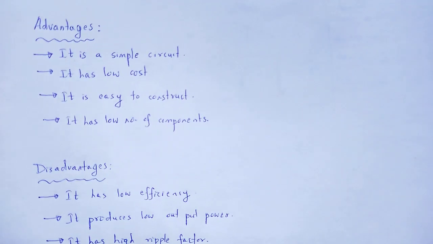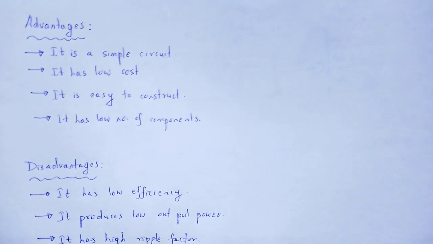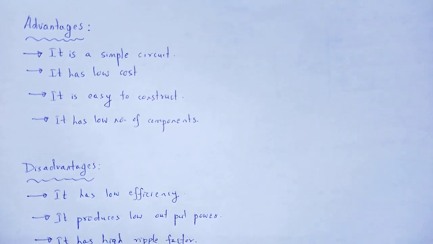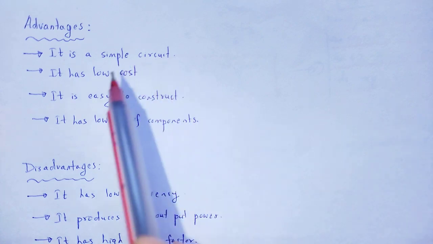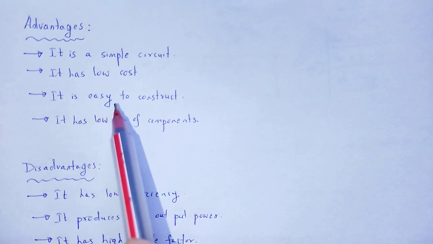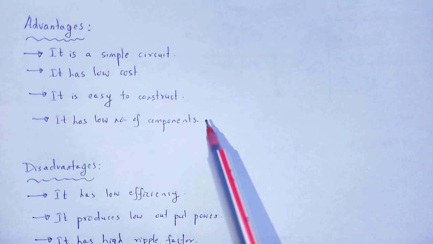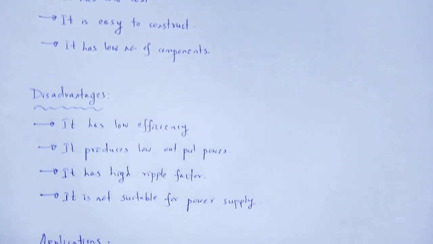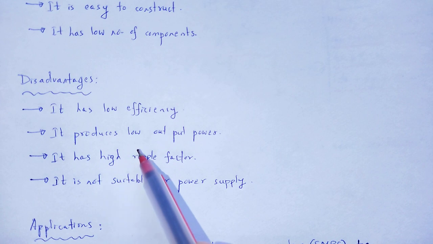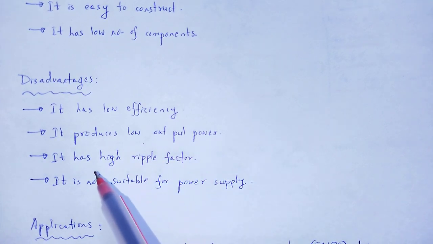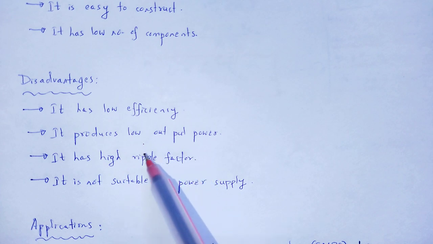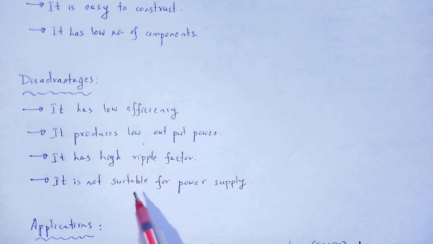The half wave rectifier has many advantages and disadvantages. The advantages are: it is a simple circuit, it has low cost, it is easy to construct, and it has a low number of components. Disadvantages: it has low efficiency, it produces low output power, and it has a high ripple factor. Ripple factor we will discuss in upcoming videos. This is a technical term related to rectifiers. Next, it is not suitable for power supply.